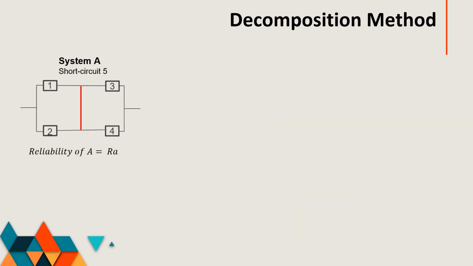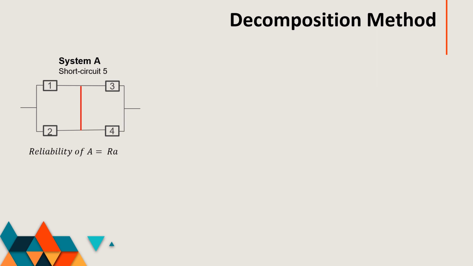Okay, the first subsystem, which is system A, is where you short element 5, you make it a short circuit. So you can see 1 and 2 now become parallel, and 3 and 4 are now in parallel. We can do this easily by just evaluating the parallel combination of these. Of course, you know how to evaluate the reliability of a parallel system. So we evaluate 1 and 2 in parallel, we evaluate 3 and 4 in parallel, and then we evaluate the combination in series.